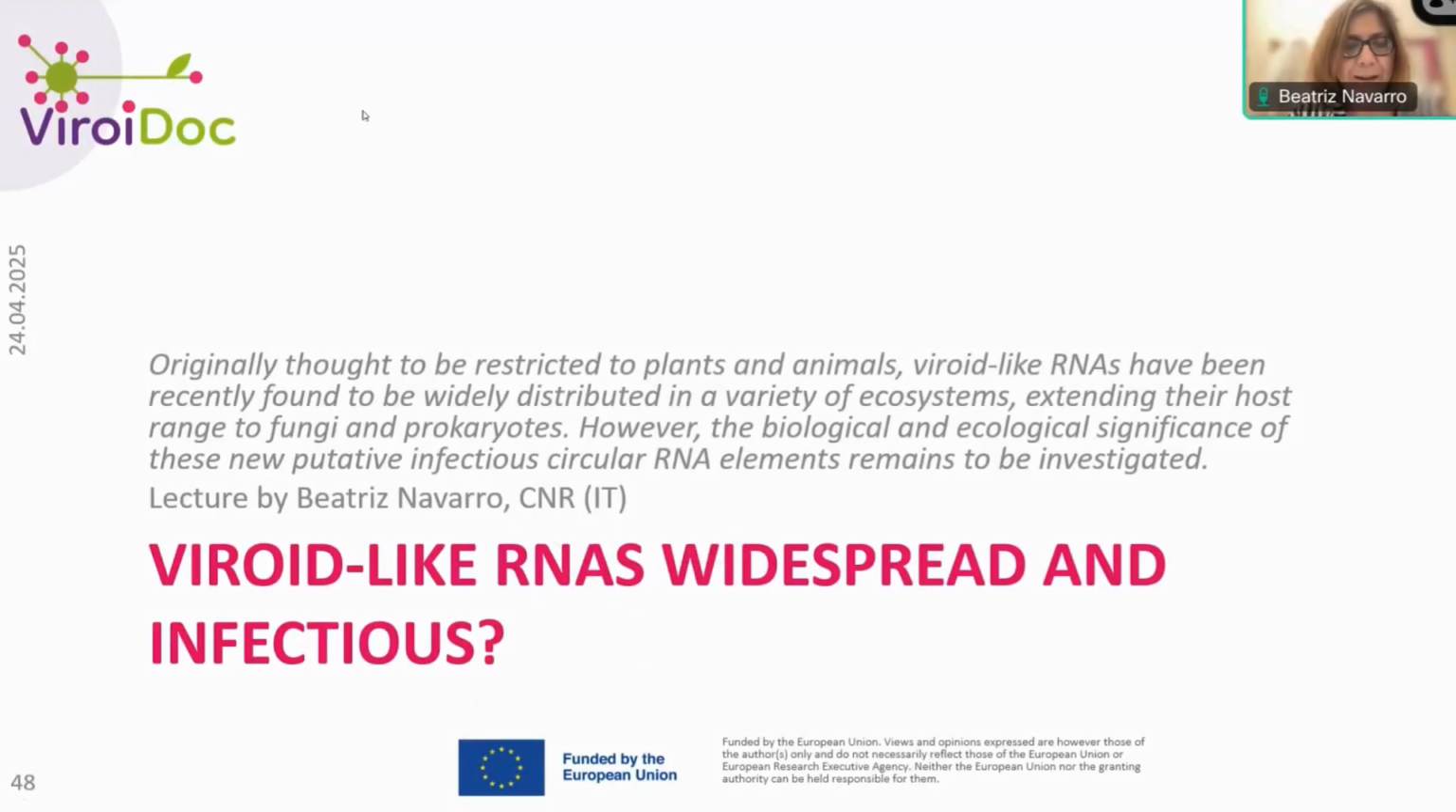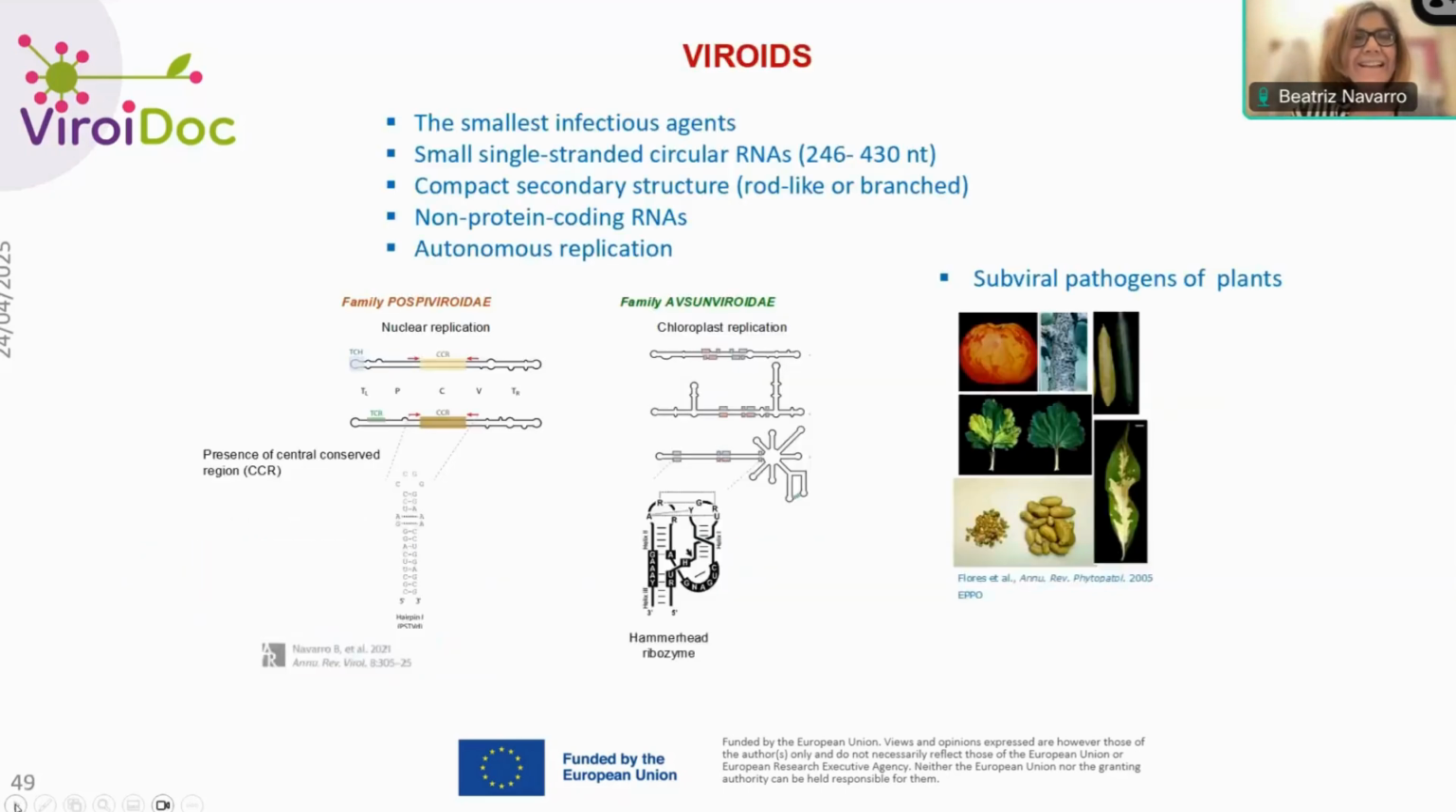I'd like to speak about viroid-like RNAs that have recently been identified as widespread. It is a new layer of microbiodiversity that has been identified, but it opens a lot of new questions about these infectious or putative infectious RNA elements.